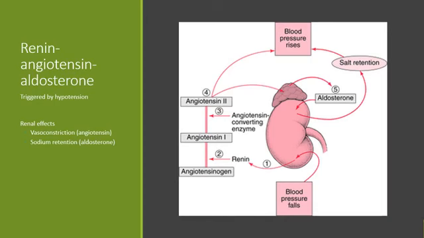Now, if we look at the renin-angiotensin-aldosterone system, this particular feedback system essentially is tasked once again with maintaining blood pressure. It's mainly turned on when we have hypotension or systemic hypotension, and the renal effects that we see from turning on this system, essentially what we see is vasoconstriction, which is triggered by the release of the angiotensin, and then we see sodium retention as well.